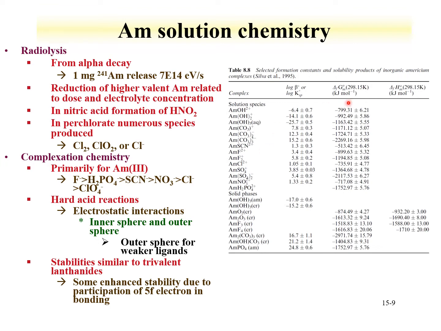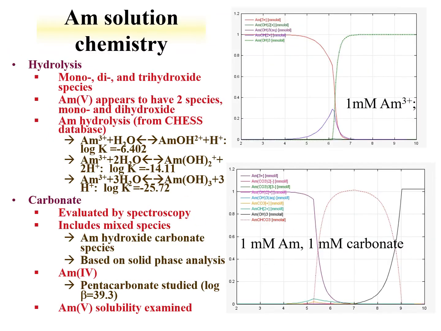And here's an example of some complexation constants, Gibbs free energy, and enthalpy for a number of americium solutions, hydroxides, carbonates, fluorides, chlorides, etc., that are listed here for both solution and solid phase species. An important solution species of americium is, of course, the hydrolysis. The mono, di, and trihydroxide species have been examined. Americium-5 appears to have two species, the mono and dihydroxide.